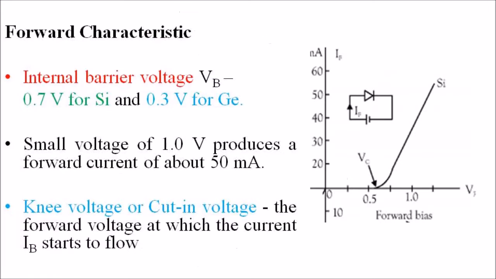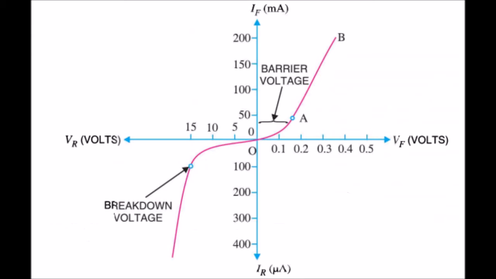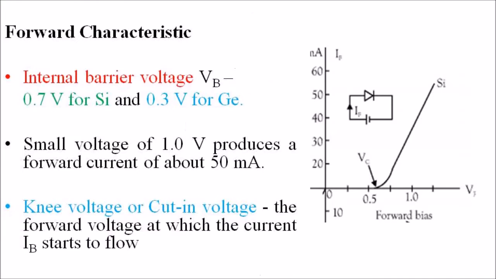When a diode is forward biased and the applied voltage is increased from 0, hardly any current flows through the diode in the beginning. It is so because the external voltage is being opposed by the internal barrier voltage VB, whose value is 0.7 volt for silicon and 0.3 volt for germanium. As soon as the VB is neutralized, current through the diode increases rapidly with increasing applied battery voltage.